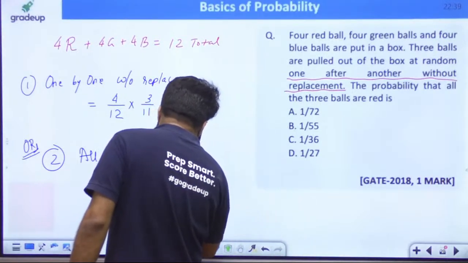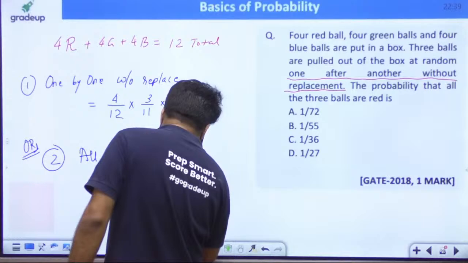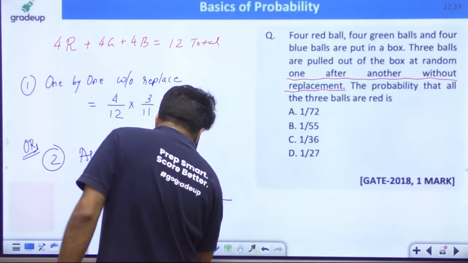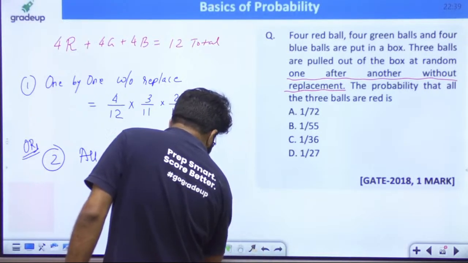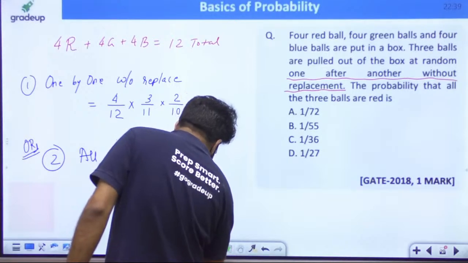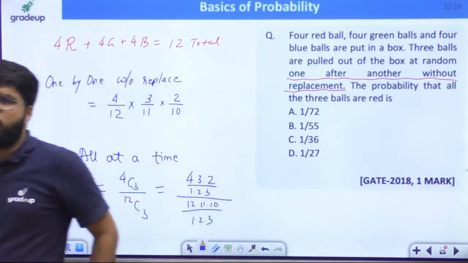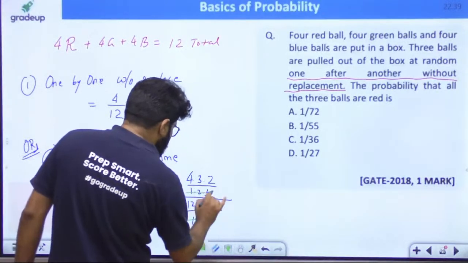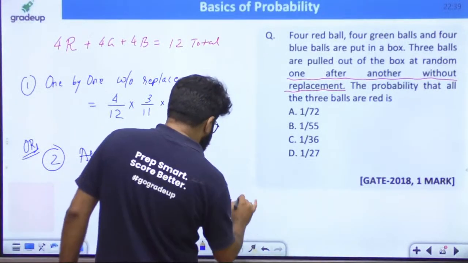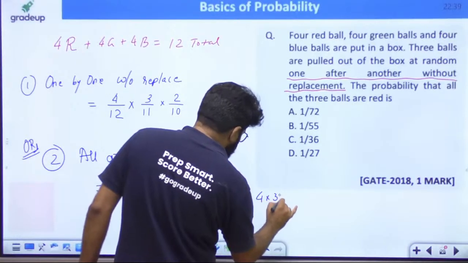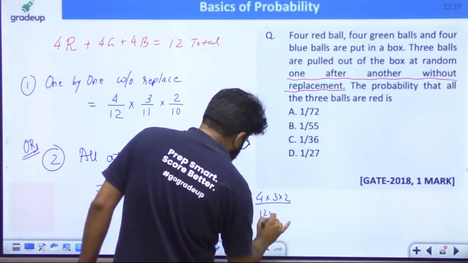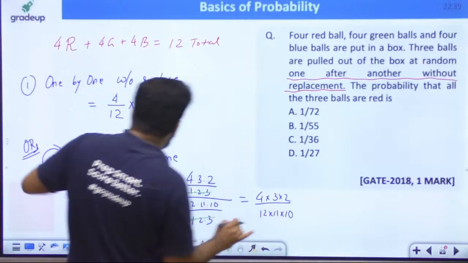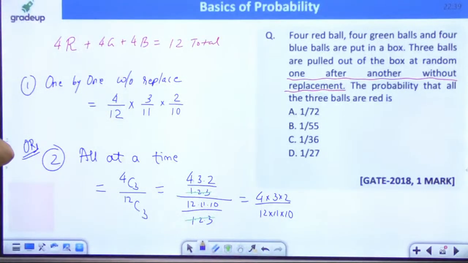Okay, now that is 4 into 3 into 2 upon 1 into 2 into 3, whole divided by 12 into 11 into 10. That is how we solve the combination formula, na? Divided by 1 into 2 into 3, everybody. So once again this 1 2 3, 1 2 3 cancelled and your answer remains the same, that is 4 into 3 into 2 divided by 12 into 11 into 10. Exactly the same expression.